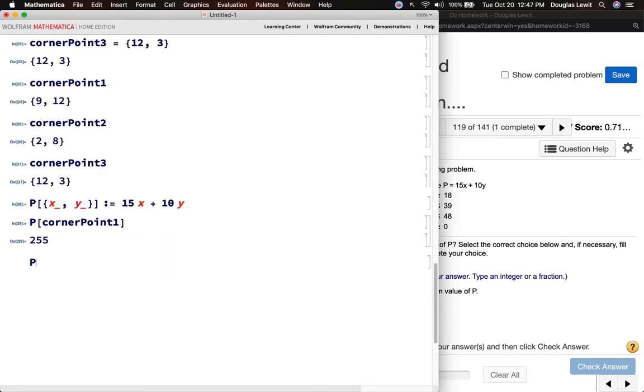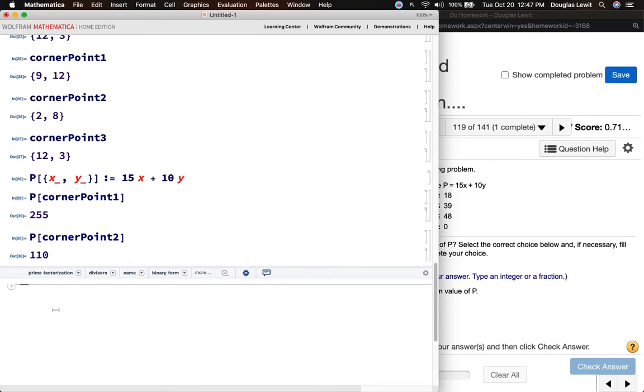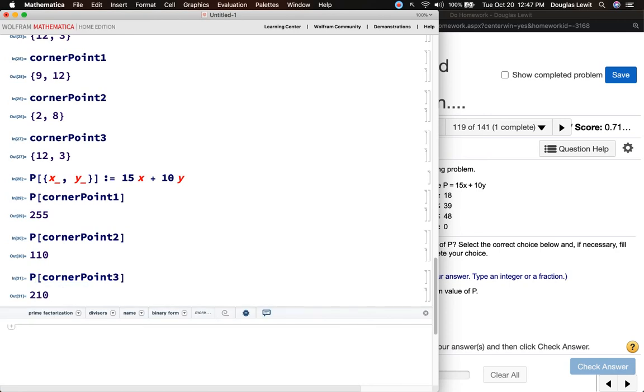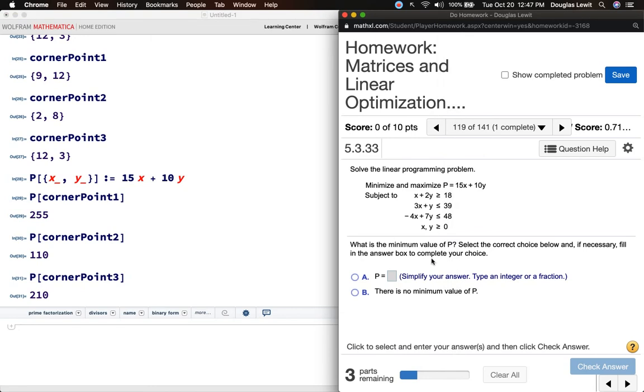255. What is p of corner point 2? 110. What is p of corner point 3? 210. So which corner point gives me the minimum value? The minimum value of p is obviously 110.